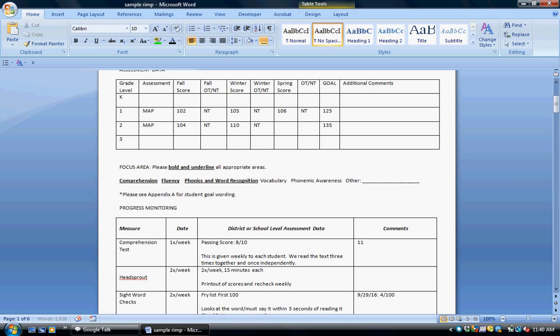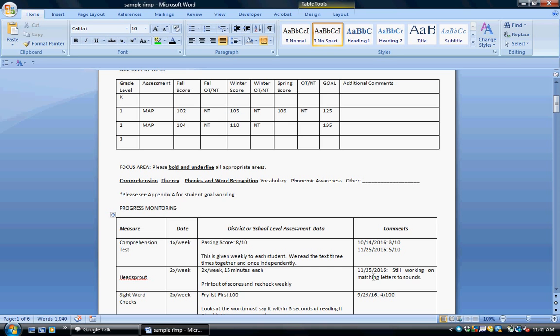So, 11/25/2016, he got a 5 out of 10. I'm going to put his first score too. So, 10/14/2016, he got a 3 out of 10. Something's working. Head Sprout, he is still working on matching letters to sounds as of 11/25/2016.